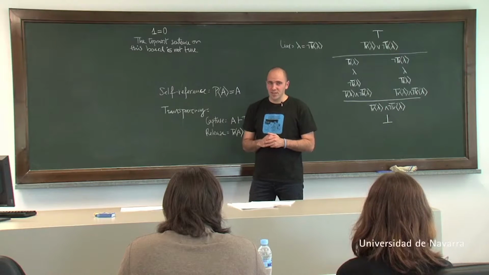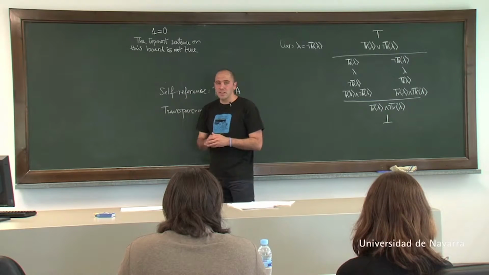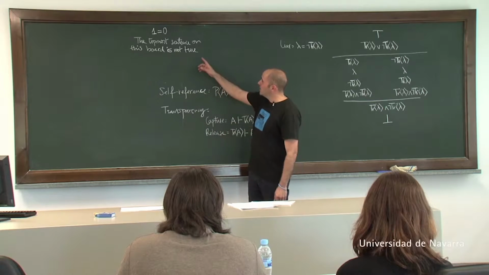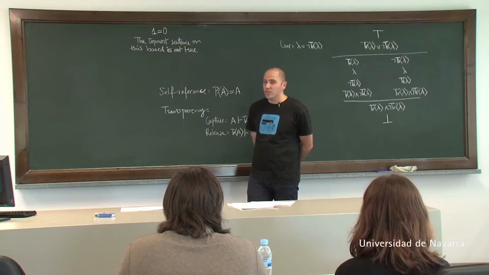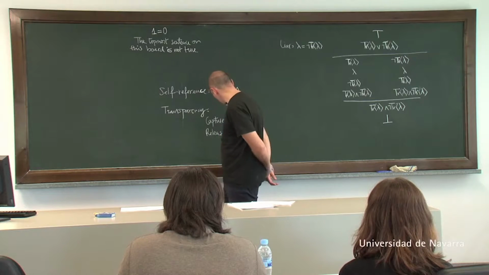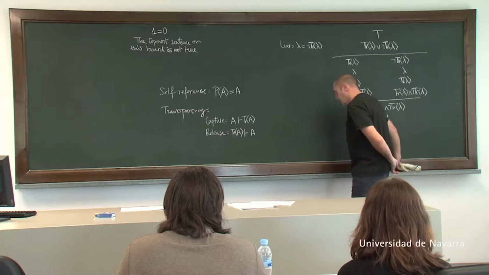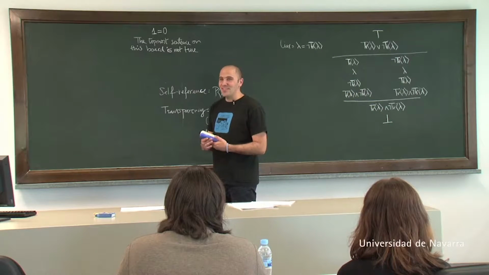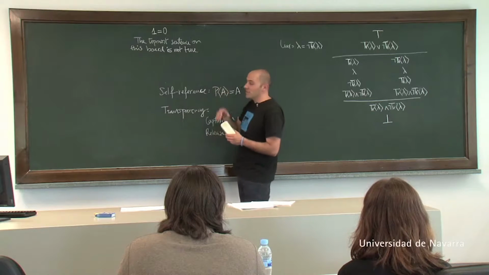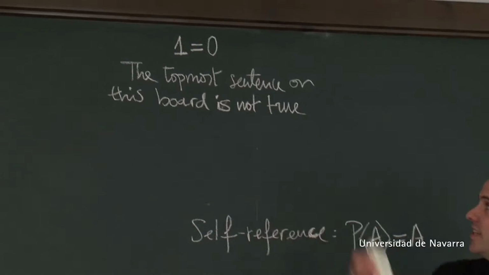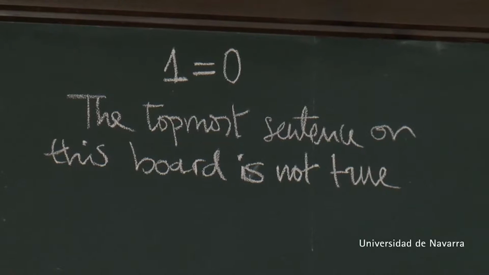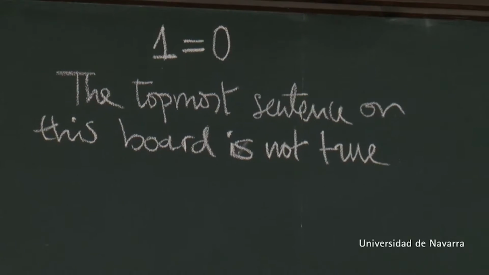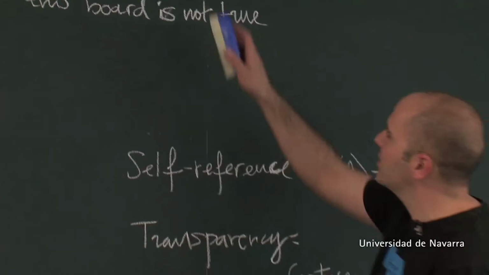Consider the following sentence. 1 equals 0. And now consider this other sentence. The topmost sentence on this board is not true. Well, okay, so there's nothing problematic, it seems, with this sentence, right? It's just true. The topmost sentence on this board is not true. So what else? Nothing mysterious, nothing ungrammatical, no hidden facts, right?